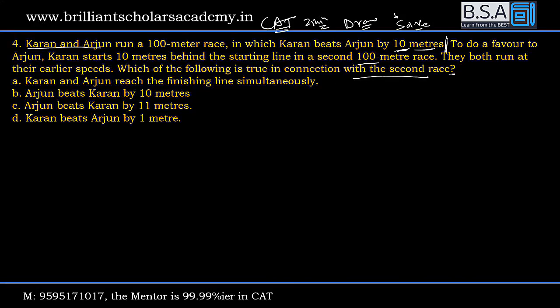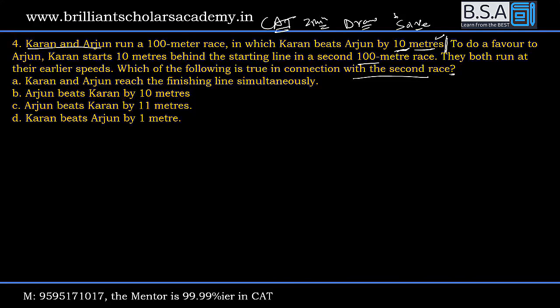So what will happen in the second race? Karan and Arjun will reach the finish line simultaneously. Arjun beats Karan by 10 meters. Arjun beats Karan by 11 meters. Karan beats Arjun by 1 meter.